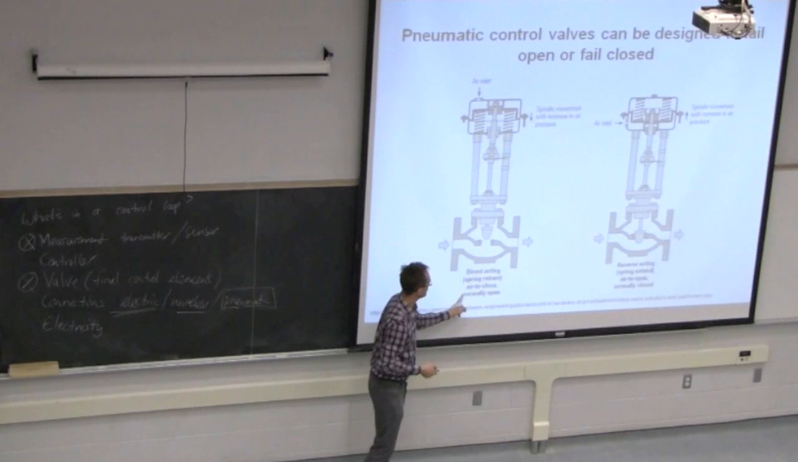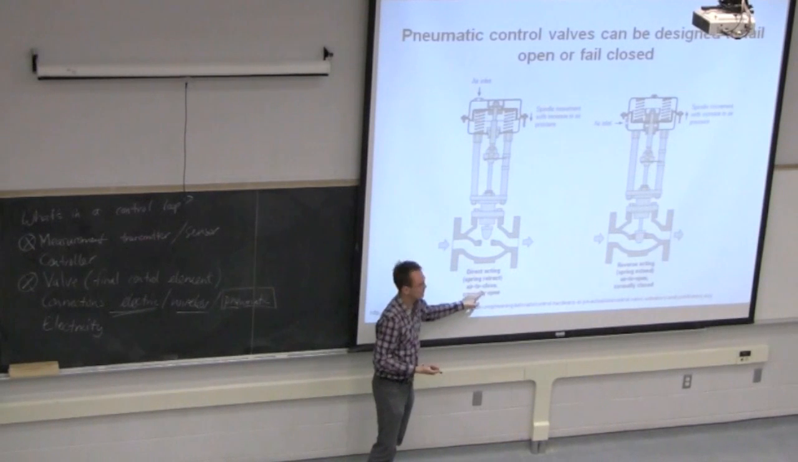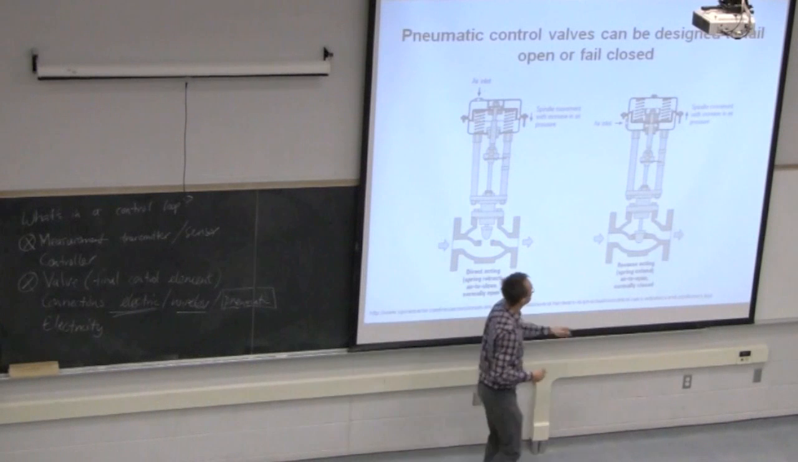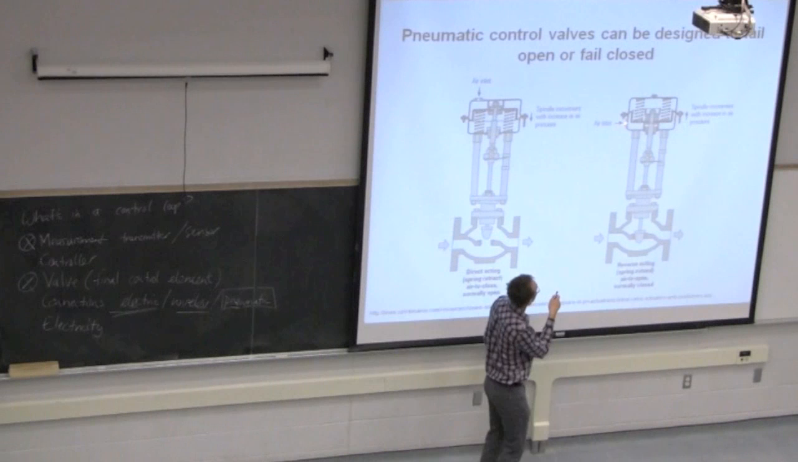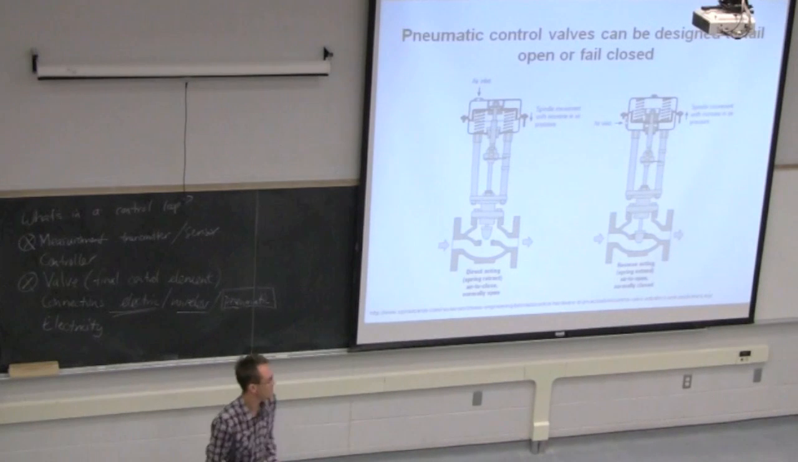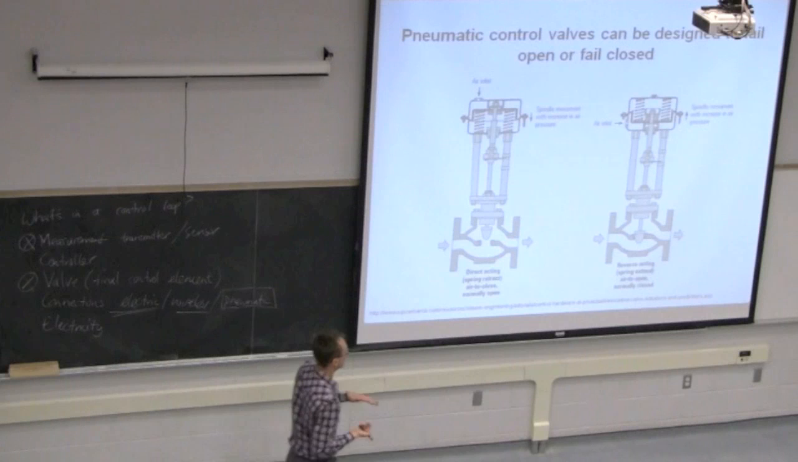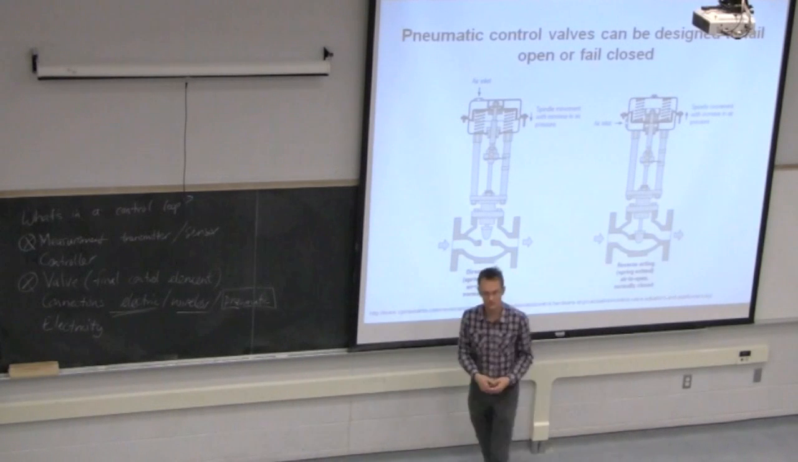So we'll see this terminology as normally open or fail open. The normally closed valve is exactly that. In the absence of any air coming in there, it will be in a closed position. So that valve will seat all the way down and close the circuit, allowing no flow.